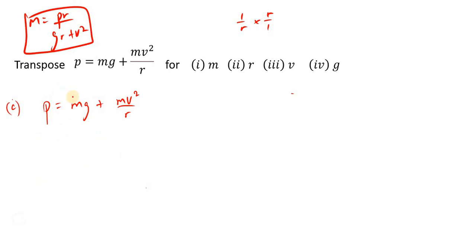Okay, so let's do that. Now I can say that, since I'm trying to find r, I'm going to consider the entire term, which is a fraction, mv squared over r. First off, let's focus on that for the time being: this quantity here is connected to mg by addition. So I can get rid of mg by subtraction, and I'll do that to both sides. So I'll cancel out mg, and I'll have that p minus mg is equal to mv squared over r.